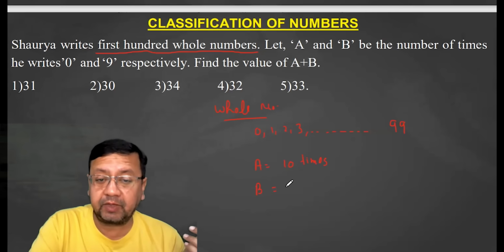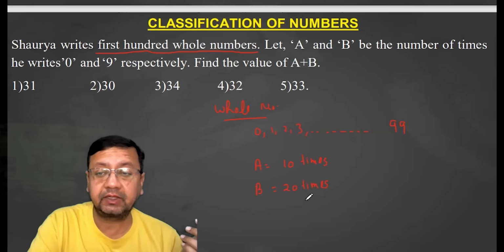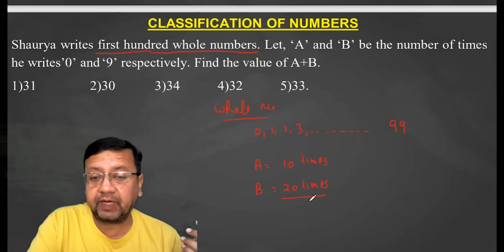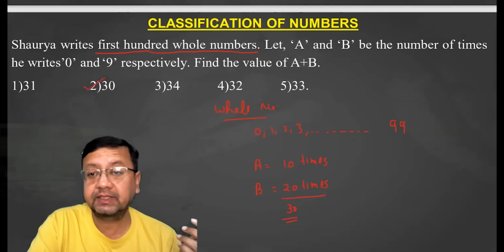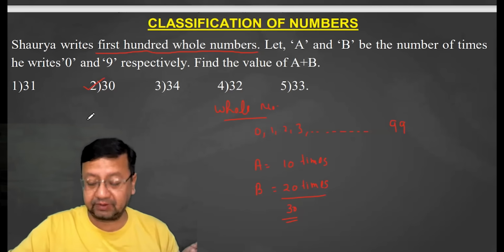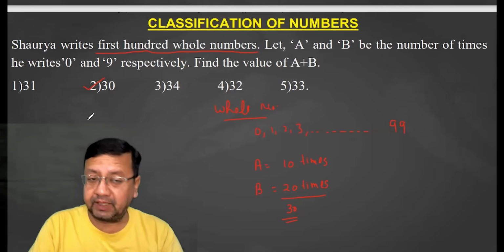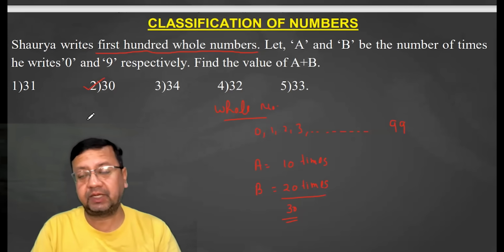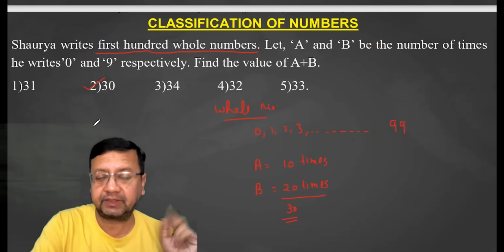So 9 will come how many times? 20 times, right? 10 times at the units place, 10 times at the tens place. So if I add this, it comes out to be 30, right? So my correct option is the second option. So Shaurya is writing all these whole numbers, the first 100 whole numbers. 0 will come 10 times, 9 will come 20 times, and the total summation is 30 times for these two digits.